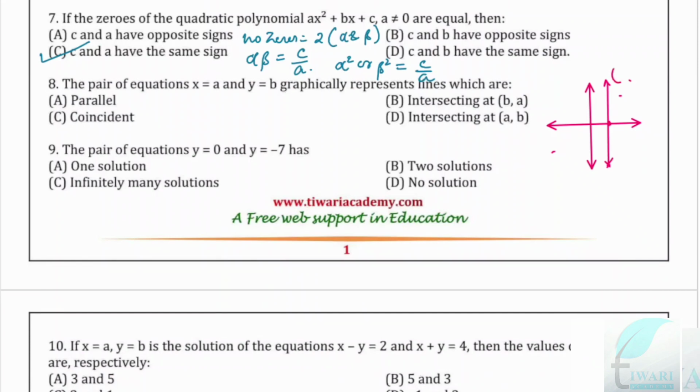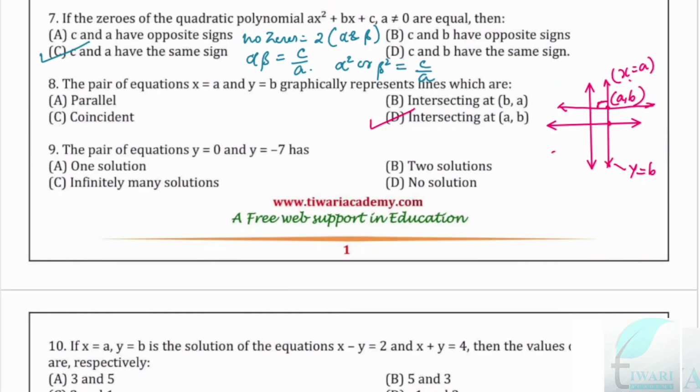The equation of this line is x equals a, and y equals b will lie somewhere here, having value b. So this is a line with equation y equals b. They are meeting at the point a, b. One is parallel to the y axis and one is parallel to the x axis, so the angle between them is 90 degrees and they both intersect at point a, b. So option D is the right answer.